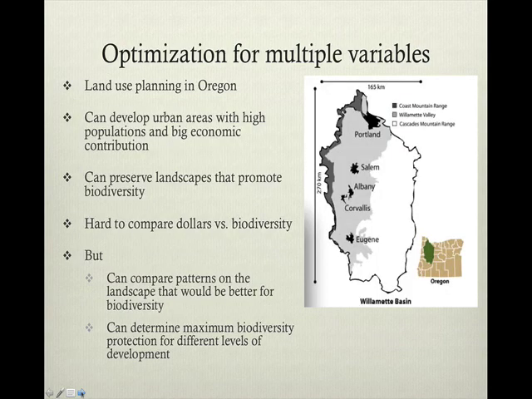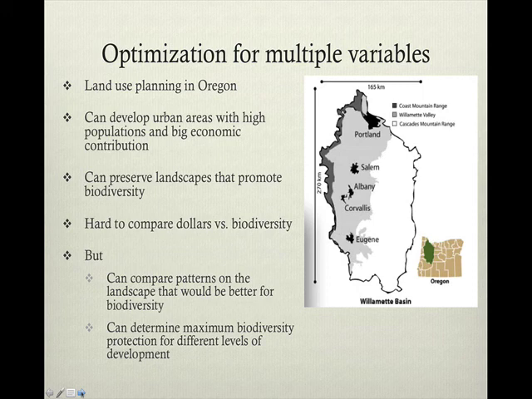Okay, now I'm going to talk about a process that we can use to optimize for multiple variables. The example here is land use planning in Oregon, and we're trying to develop the urban and economic zones up and down the Willamette Valley. We're also trying to preserve landscape that promotes biodiversity. So it's really hard to compare the dollars that come from economic development to biodiversity.